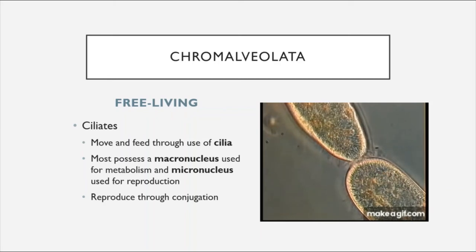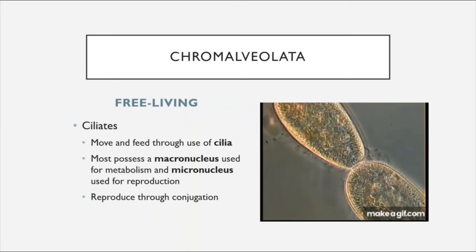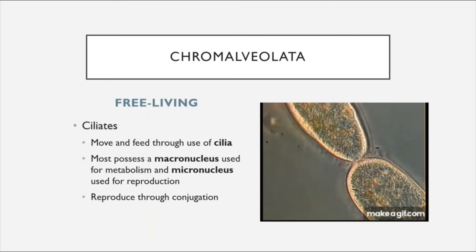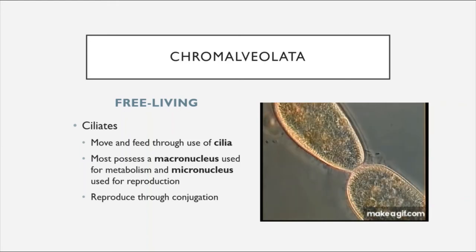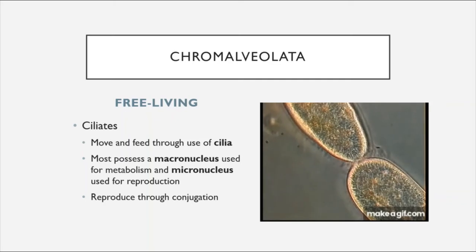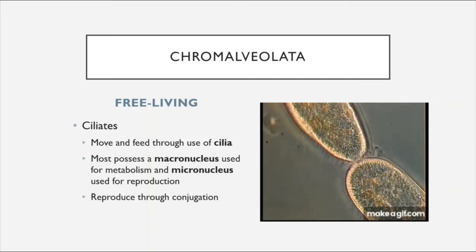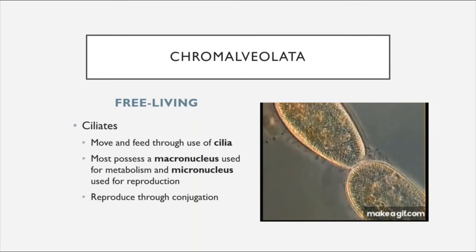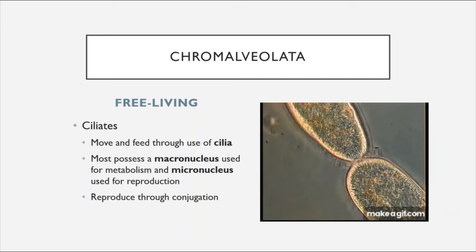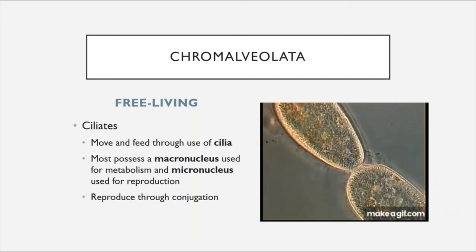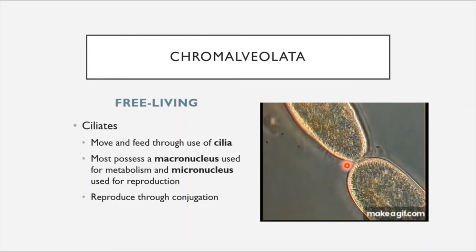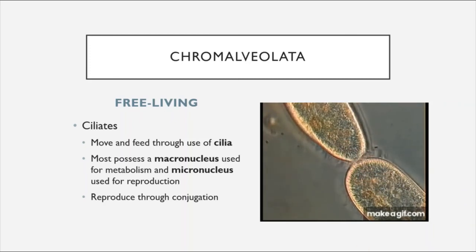Most of them possess a unique feature in that they have a double nucleus. They have a macronucleus that is dedicated to conducting the organism's metabolism, and they have a micronucleus that is used for reproduction. They reproduce through a process that is called conjugation, and it's called conjugation even though it's a separate process from conjugation in prokaryotic bacterial cells. It is the mixing of genetic information through direct cell contact, which is what you can see going on right here.